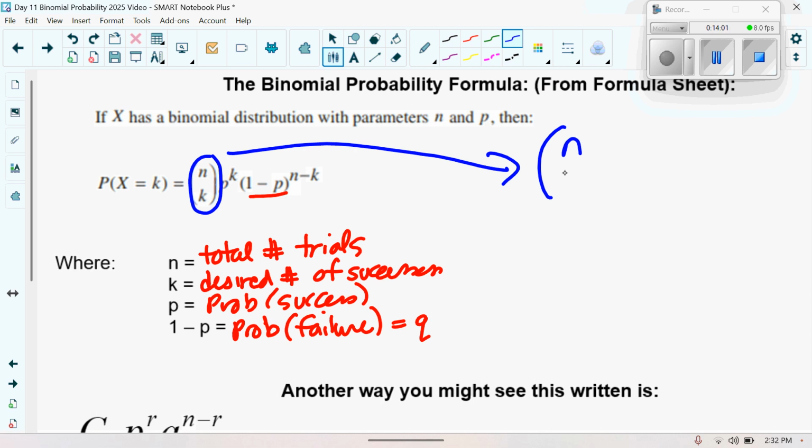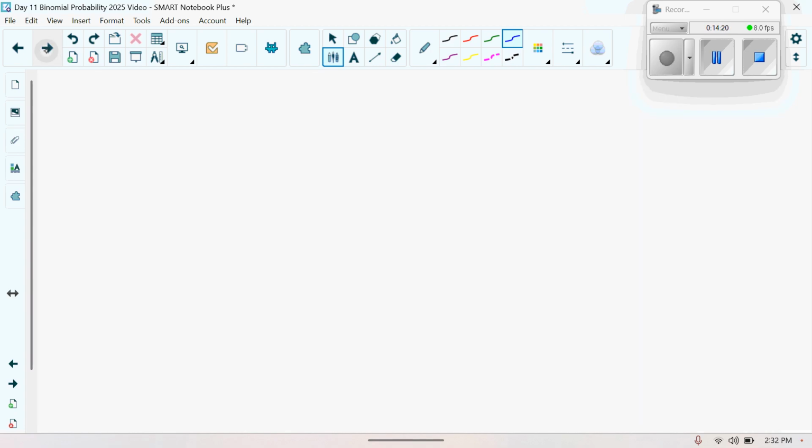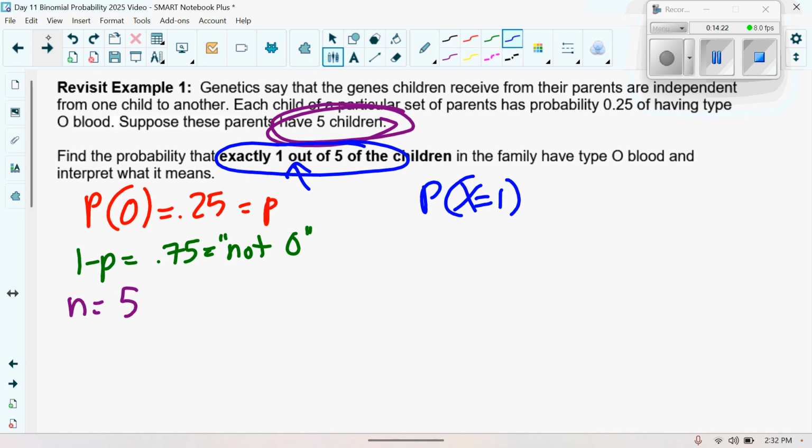If it's n over k or n over x, it doesn't matter. This actually means nCk, where n is the total number of trials, C is the combination, and k is the desired number of successes. So in the case of the type O blood situation, there were 5 total kids, and we said we wanted to have one of them have type O blood. So it could be written as 5 over 1 like that, or it could be written as 5C1.